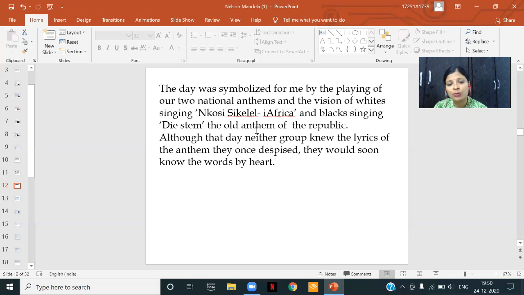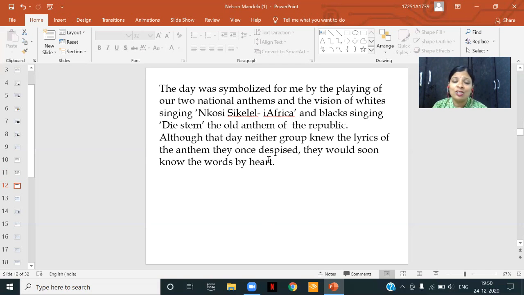The whites and blacks were equal, to indicate that they sang two national anthems. Although that day, neither group knew the lyrics of the anthem they once despised. They would soon know the words by heart.